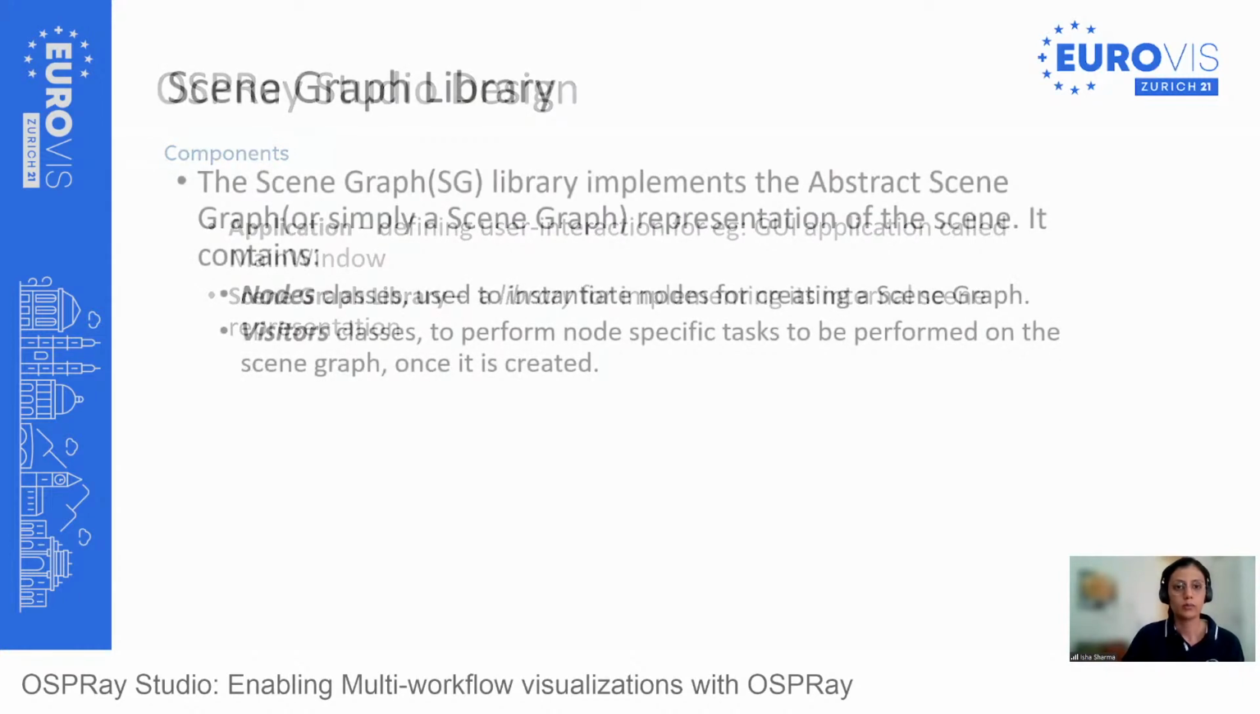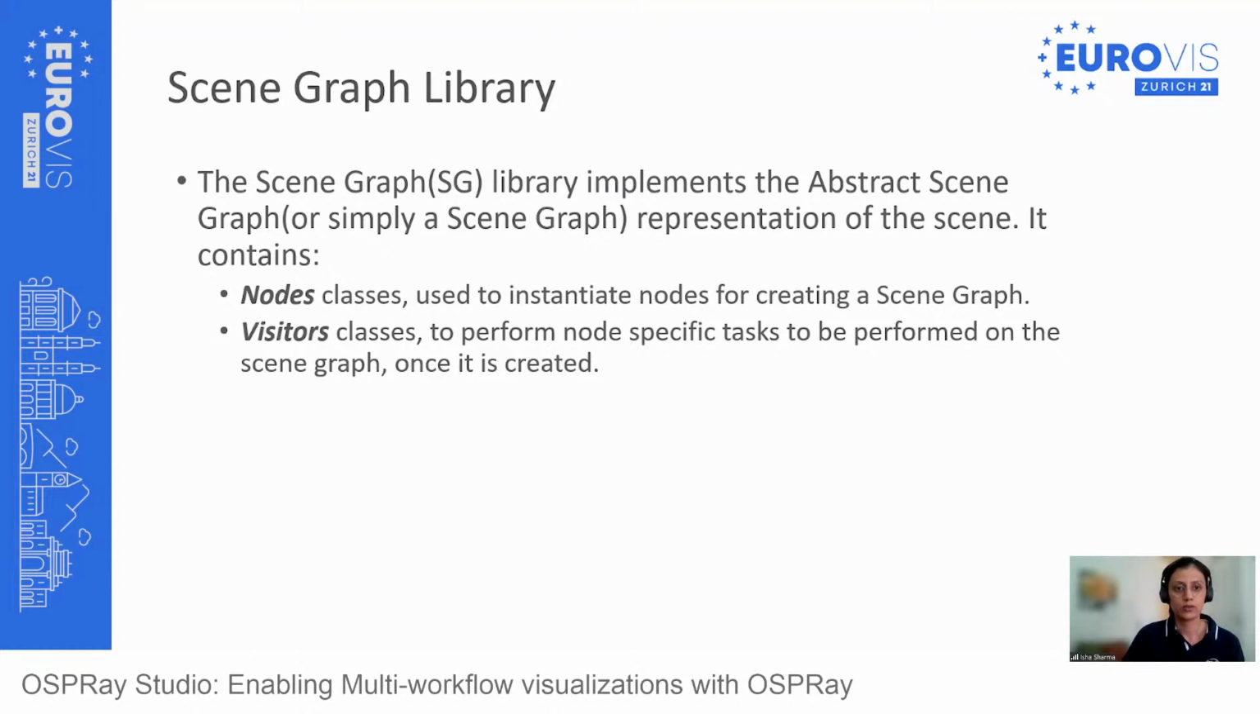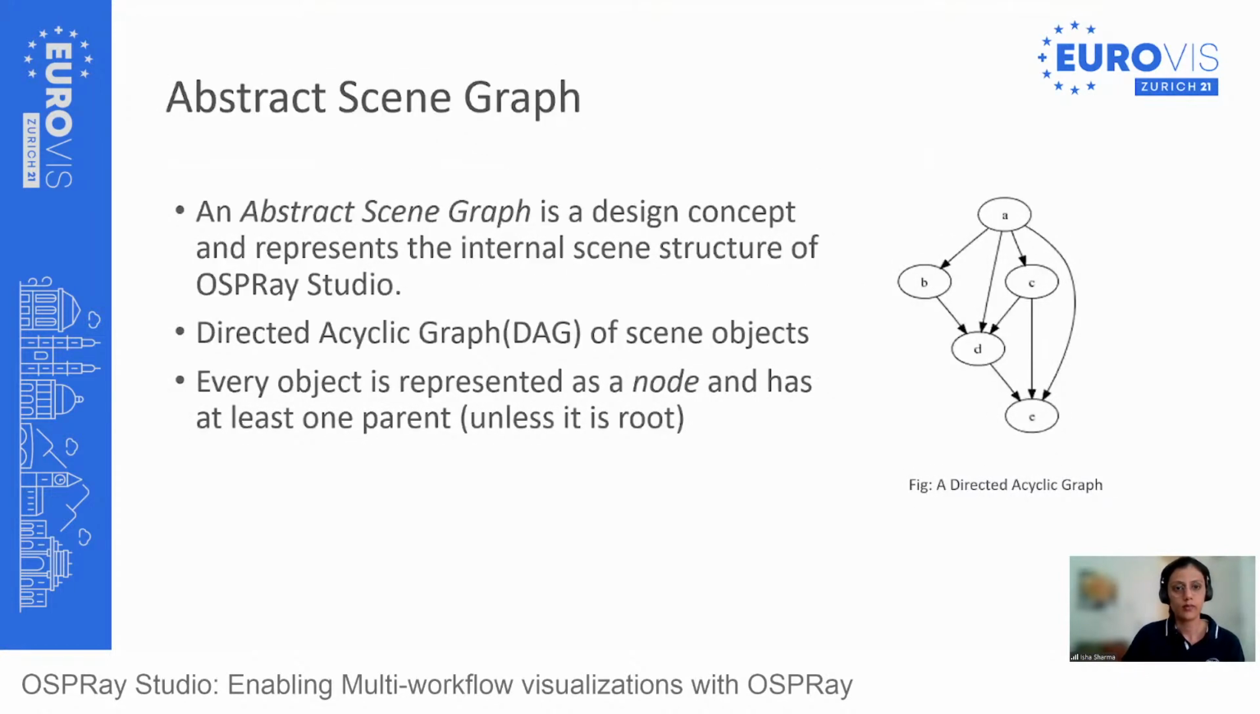We will briefly discuss what the scene graph library is. The scene graph library implements the internal scene state of OSPRay Studio at any given point in time. It's an abstract scene graph for the scene state, and it contains 2 kinds of classes, the node classes and the visitor classes. The node classes are responsible for creating the scene graph, and the visitor classes are responsible for performing node-specific tasks on the scene graph once it is created.